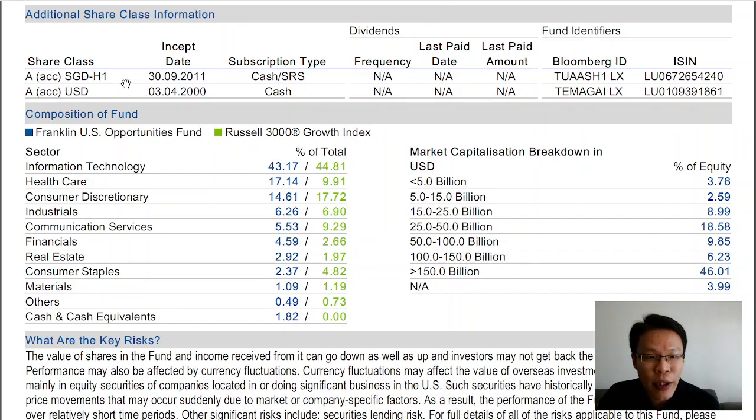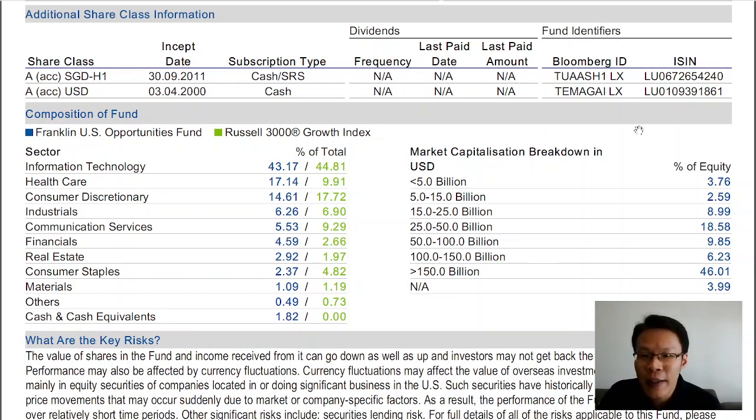Over here, it can show that for this SGD H1 share class itself, the subscription type is actually cash and SRS. So that means besides investing your cash, you can actually use your SRS funds to invest as well. Okay, dividend portions over here, as you can see, if you remember, the fund objective of this fund is actually to generate capital appreciation. So in a nutshell, that means that there won't be any dividends paid. So that's why over here is all not applicable.